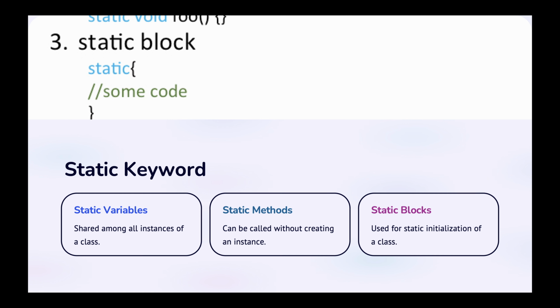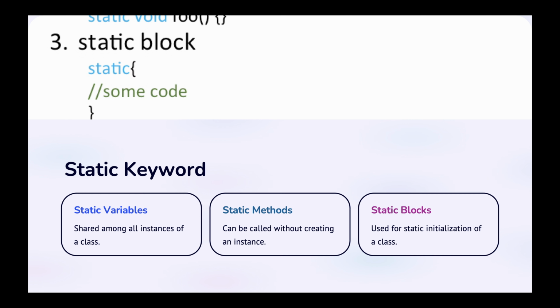And what are static blocks? Used for static initializations of a class. Here again I am talking about these three: static variables, static methods, and static blocks. Static variables are shared among all instances of a class. Static methods can be called without creating an instance of the class. Static blocks are used for static initializations of a class.